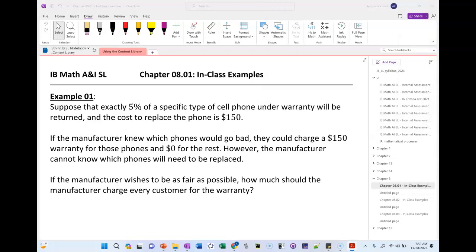All right, suppose that exactly 5% of a specific type of cell phone under warranty will be returned, and the cost to replace the phone is $150. If the manufacturer knew which phones would go bad, they could charge a $150 warranty for those phones and $0 for the rest. However, the manufacturer cannot know which phones will end up needing to be replaced. If the manufacturer wishes to be as fair as possible, how much should the manufacturer charge every customer for the warranty?